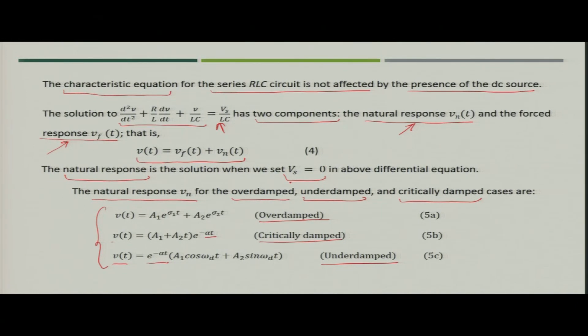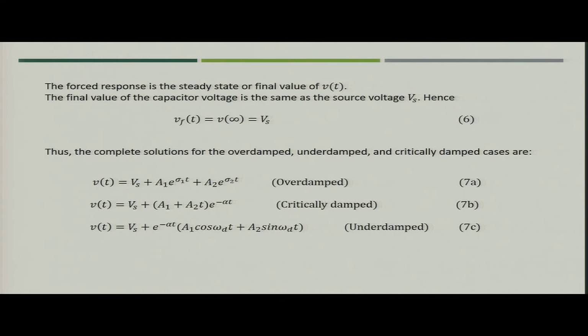Now, to find the forced response, you need to find out what would be the steady state or final value of the voltage, that is v(t) as time tends to infinity. The final value of the capacitor voltage will be the same as the source voltage.